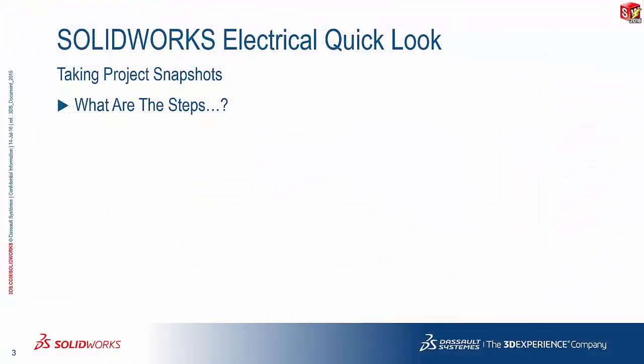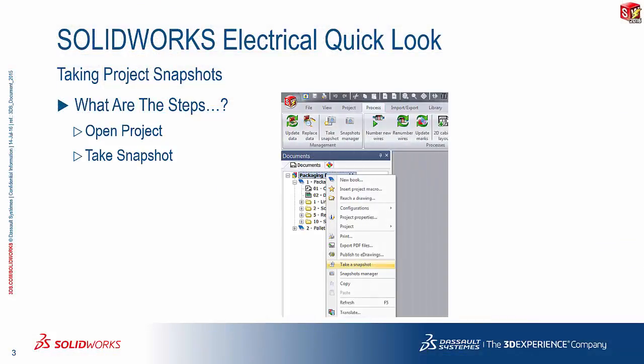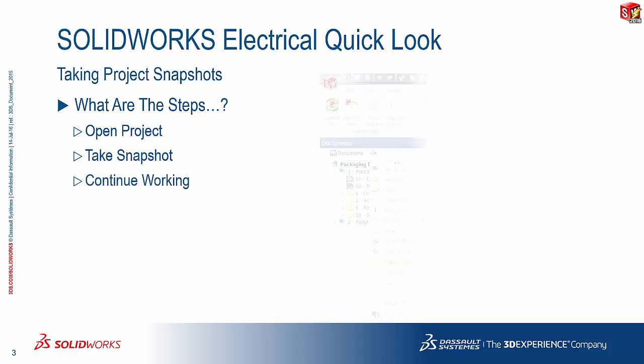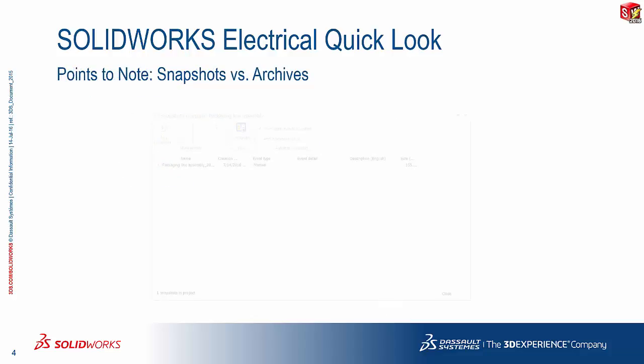So as always, a quick recap of what we just went through. You open a project, you take a snapshot. The simplest method is to do a right mouse click, take a snapshot command from the project tree. And after you've done that, you continue working with your project. Simple as that.